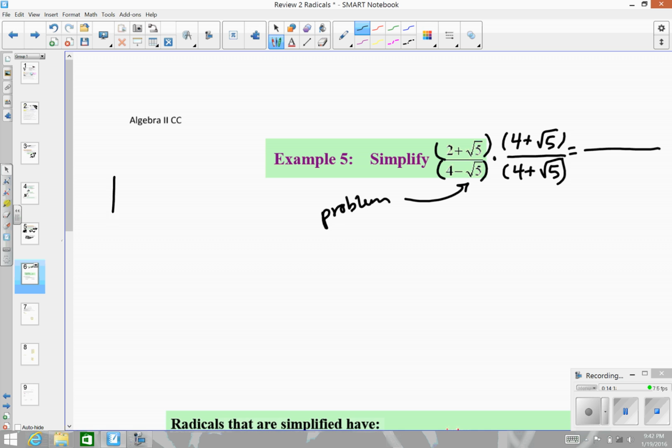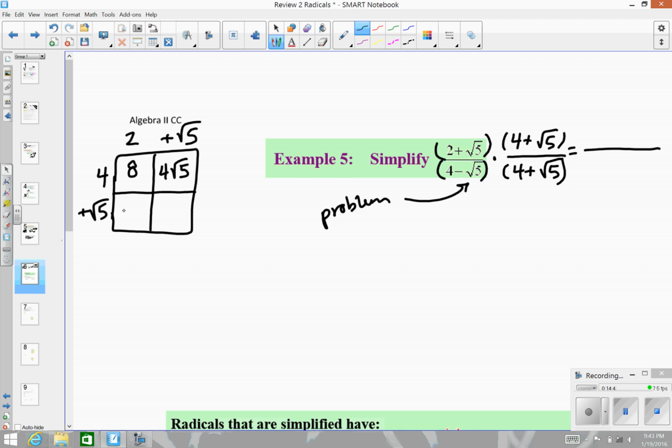I'm going to create a couple boxes here to help me make sure that I do this multiplication correctly. So I'm multiplying 2 plus a radical 5 times a 4 plus a radical 5. This is the numerator. Gives me 8 plus 4 radical 5 plus 2 radical 5. These two now are like terms because they're both radical 5s. And then I have a positive times a positive, gives me a positive. Radical 5 times radical 5 gives me 5.